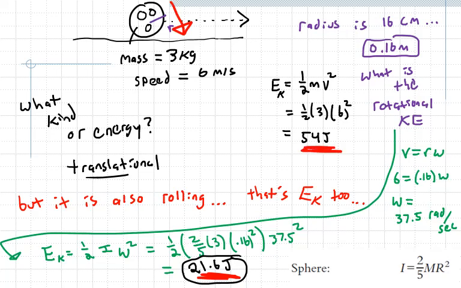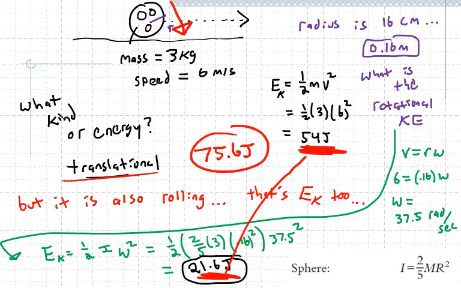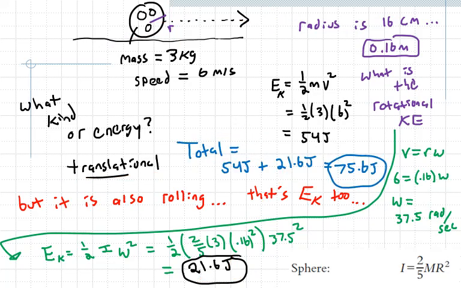This is the translational, the linear, same relationship there. So we can add those together, and we get a total amount of 75.6 joules. That's the total amount of energy that we're dealing with. Looking at it translationally, if this was a flat surface with no rotation and was just moving along, that's the energy it would have. But it's rotating, and we've ignored that up to this point.